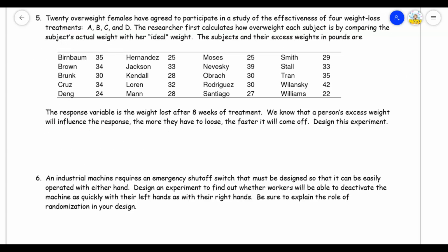Now, since we have 4 treatments, we need 4 people in every block, right? The whole purpose of a block design, okay, is to group people that are as similar as possible by a factor that is going to influence the outcome. So the very first thing I would want to do here is talk about what my blocks would be. All right, so I have 20 overweight females, and if there's going to be 4 in each block, then I'm going to need 5 blocks.